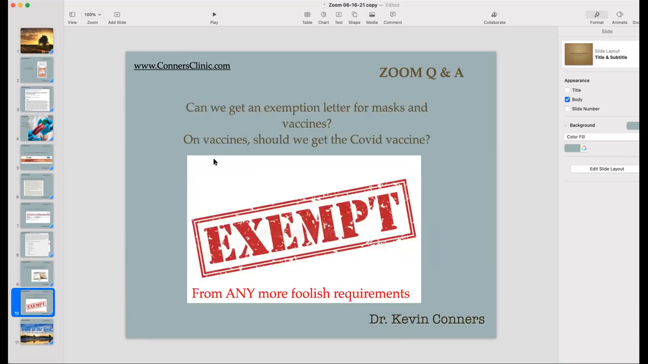Can we get an exemption letter for masks and vaccines? And on vaccines, should we get the COVID vaccine? So the answer is yes, you can get an exemption letter for masks and vaccines. I know we have numerous patients that wear masks and have gotten the COVID vaccine. And that is your choice. I don't think it's a good choice, but that's your choice.